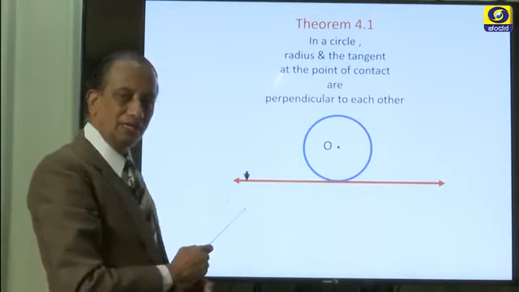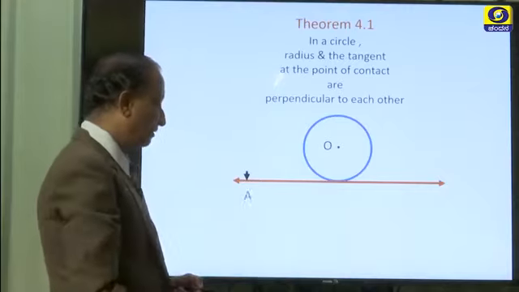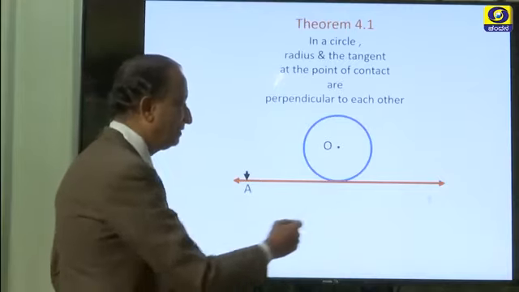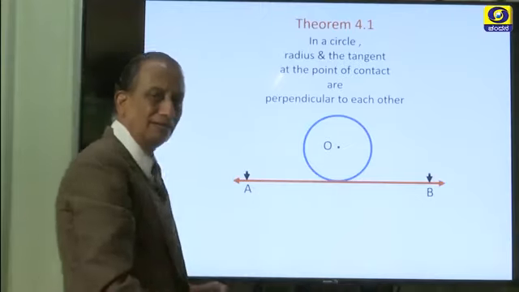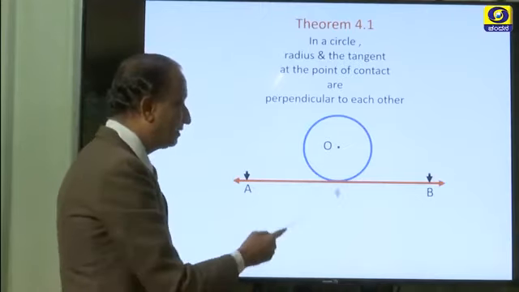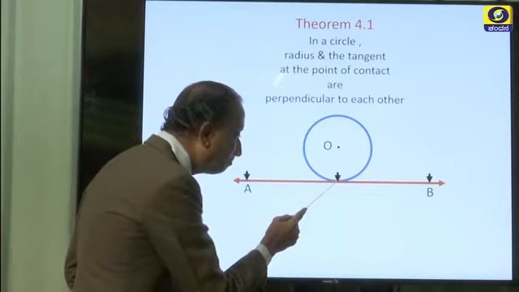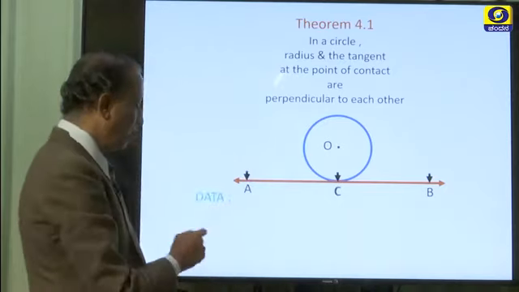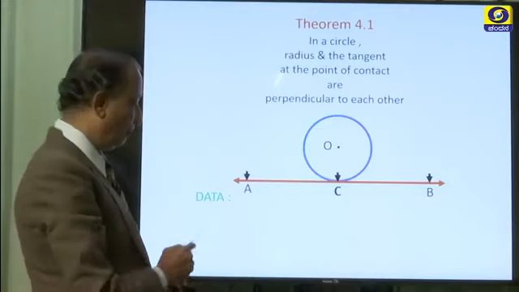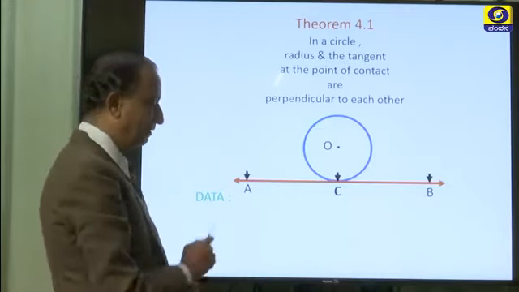Let us mark any two points on it and call one A and another B. Now, this straight line, you can see from the figure, is touching only at this point. Let us call it C. Now, let us write down the data, whatever is given, let us list it down.